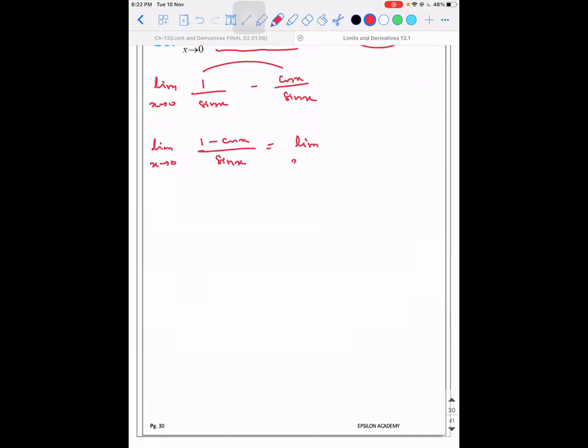That is limit x tends to 0. What is 1 minus cos x? 2 sin square x by 2, divided by, how can you write sin x in terms of sin x by 2 and cos x by 2?